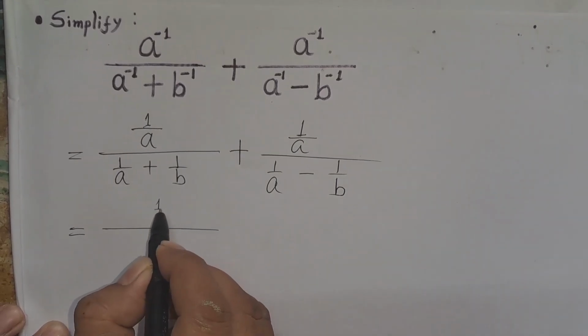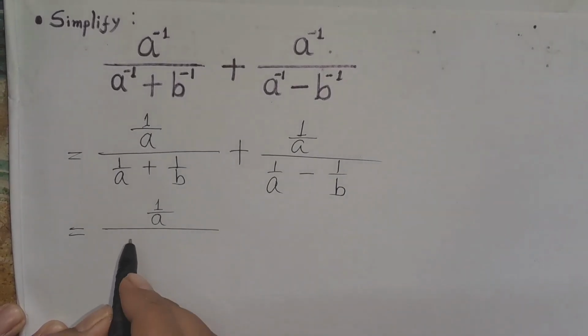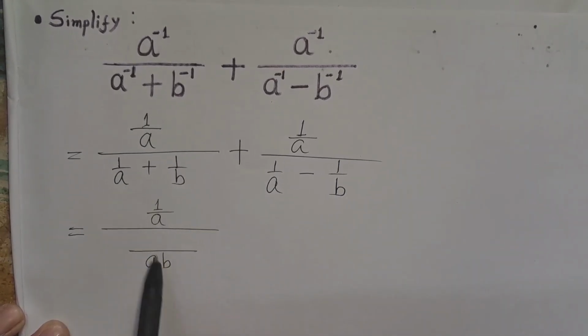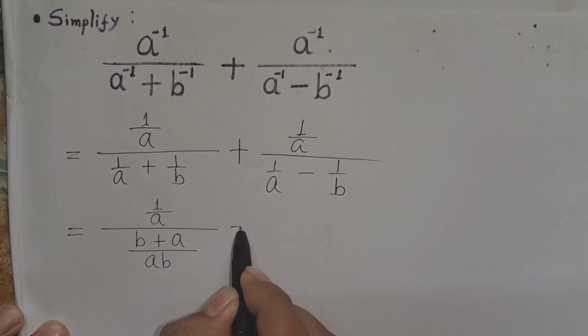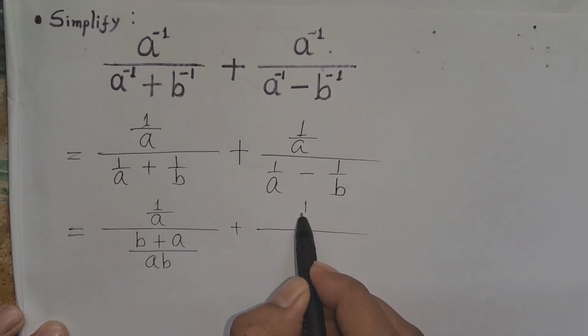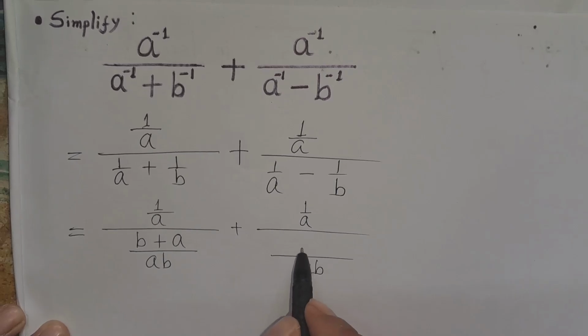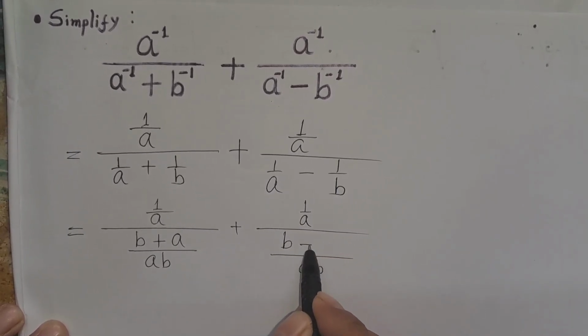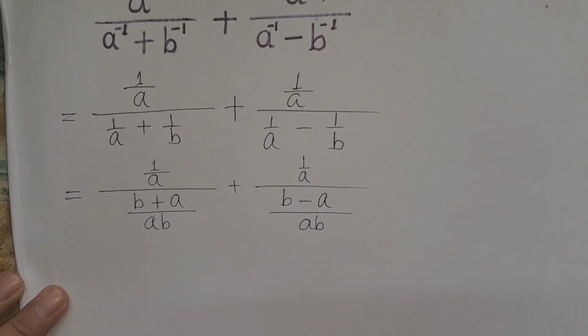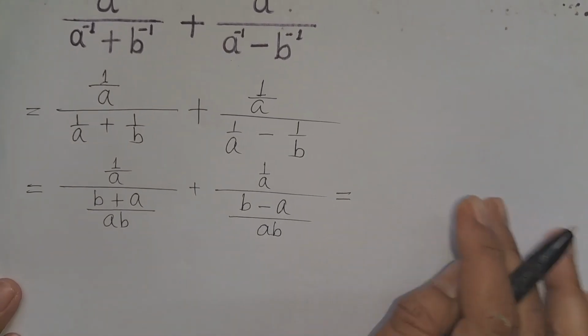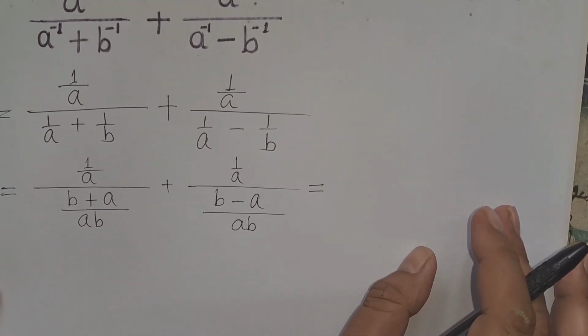Well, now what we will do next, just write the numerator and take the LCM. The LCM will be ab and that would be b plus a. So the denominator will be (b plus a) by ab and the numerator is 1 by a, the denominator is also ab as LCM, so the denominator would be (b minus a) by ab. So the last denominator ab would become the numerator.